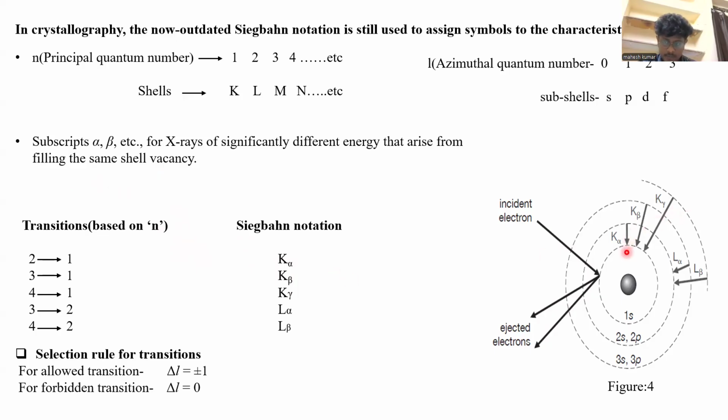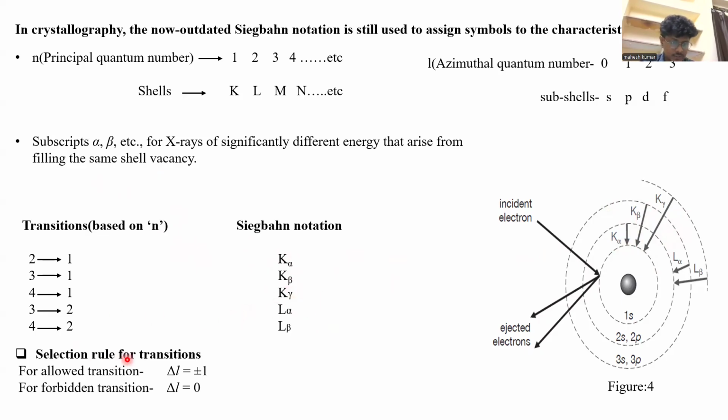This is because the K alpha transition is 2 to 1, K beta is 3 to 1, K gamma is 4 to 1, and the energy gap between these energy levels is different. That is the reason the energy of the K alpha, K beta, and K gamma lines is different.